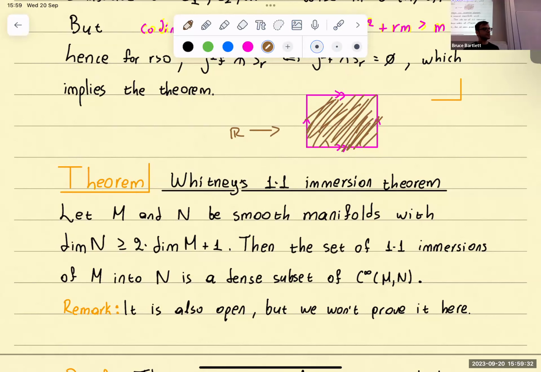But what Filippos was saying is that this can't happen if the source manifold is compact. The source manifold here is R, which is not compact, and that's the source of the problem.